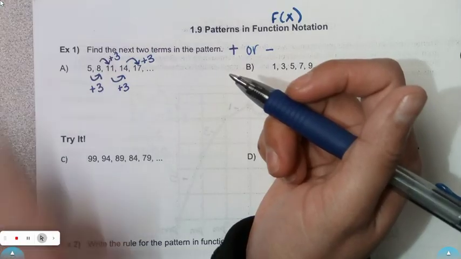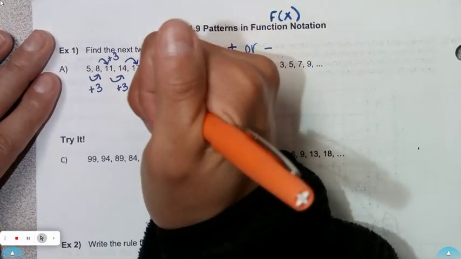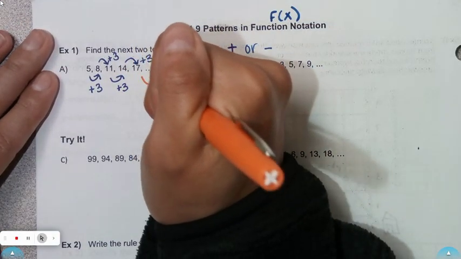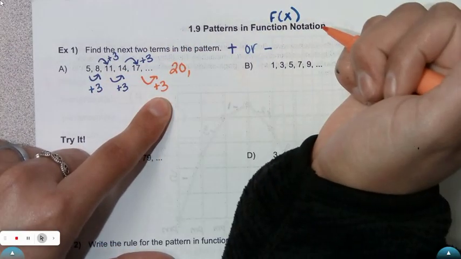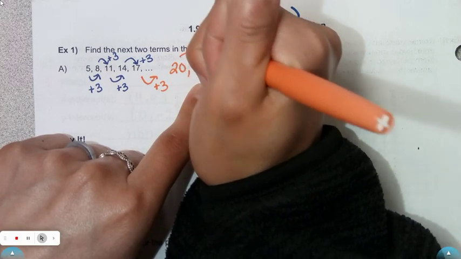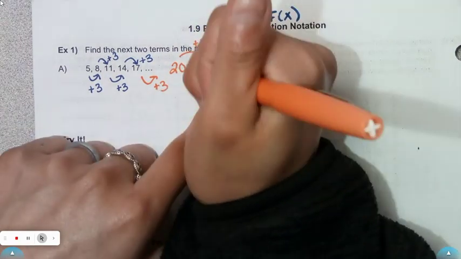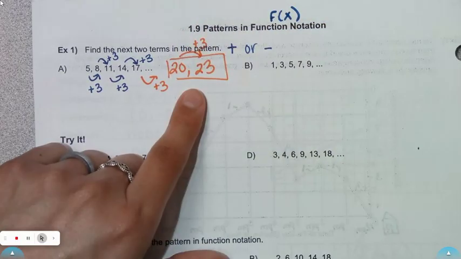Then I have to find the next 2 terms. So if I continue my pattern, 17 plus 3 is 20. And then if I continue that pattern, 20 plus 3 is 23. So those are the next 2 terms.